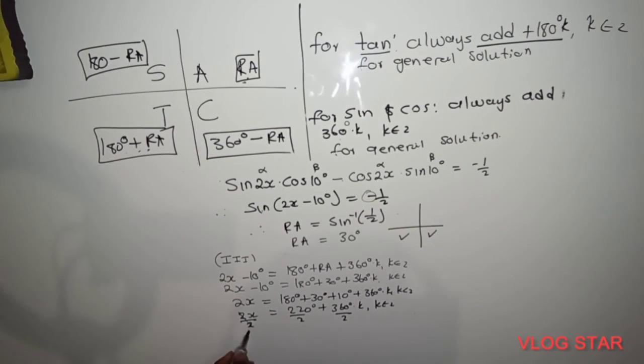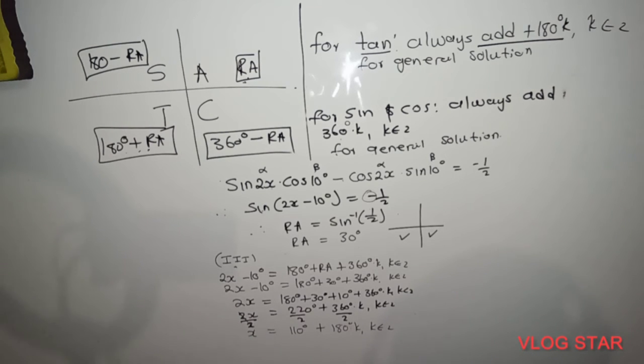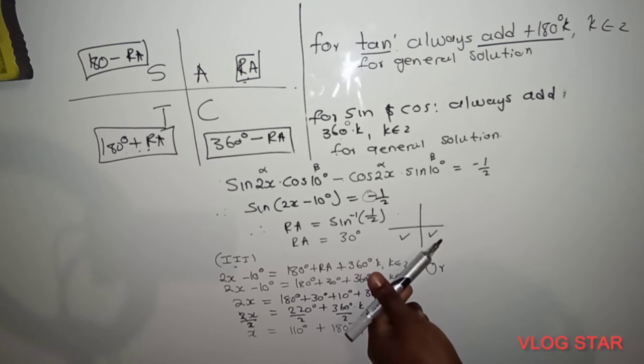When we take it further, the value of x should be 220 divided by 2, which gives 110 degrees, plus 360 divided by 2, which gives 180 dot k, k ∈ Z degrees. This is the first general solution from the third quadrant. So now we have to go and find the one for the fourth quadrant.